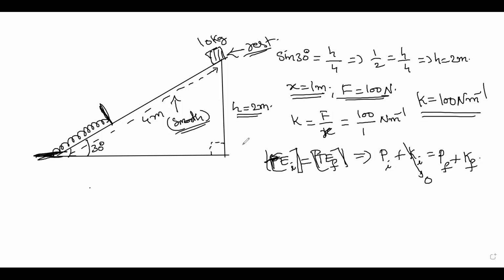So initial potential energy you can calculate. For the potential energy you always have to calculate the vertical height. Vertical height is 2 meters. So initial potential energy you will get as mgh, that is 10 into g, that is 10 into 2. That is the initial potential energy. Now final potential energy and final kinetic energy are the most important things. See, when this block slides, it will hit the spring and it will compress the spring further.